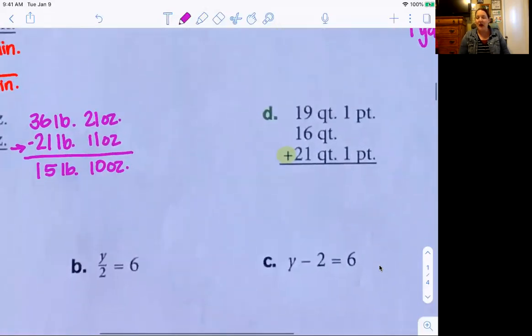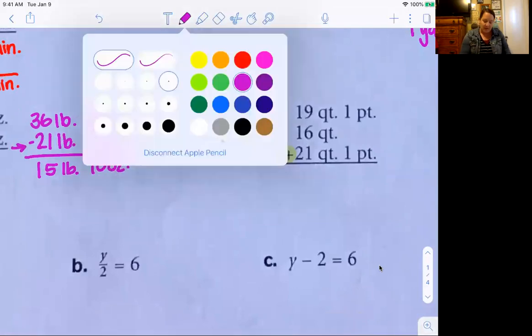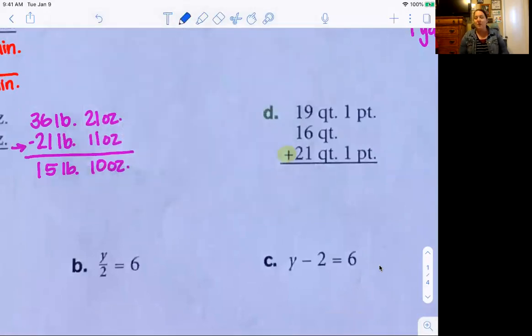And D, what are you adding here? First of all, we have to ask ourselves, how many pints are in a quart? There are 2 pints in a quart. So let's add. 1 plus 1 is 2, 2 pints. 9 plus 1 is 10, plus 6 is 16, carry the 1. 1 plus 1 is 2, plus 1 is 3, plus 2 is 5. So I have 56 quarts, 2 pints. What do I do with that 2 pints?